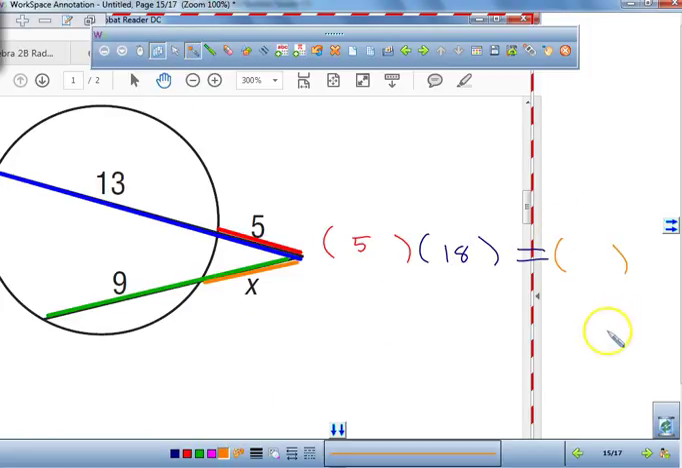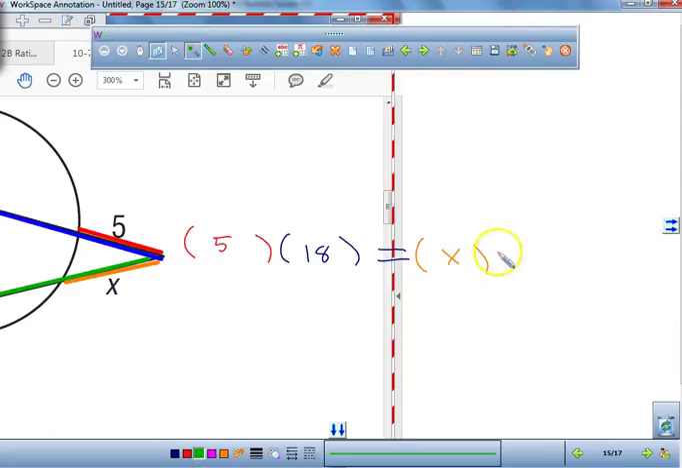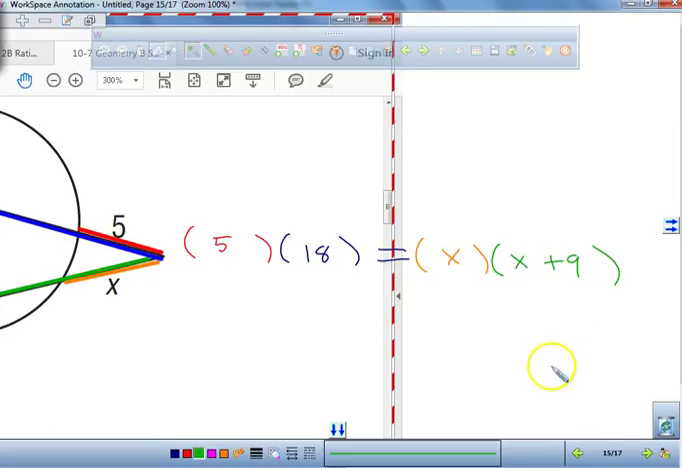What's the part? And what's the whole? X plus 9. Very good. This one gets a little bit trickier because we're dealing with an x being multiplied to an x, and then an x being multiplied to a 9. Now 5 times 18, that's easy. That's just 90. We get 90 equals x times x, which is x squared, and we got a 9x.